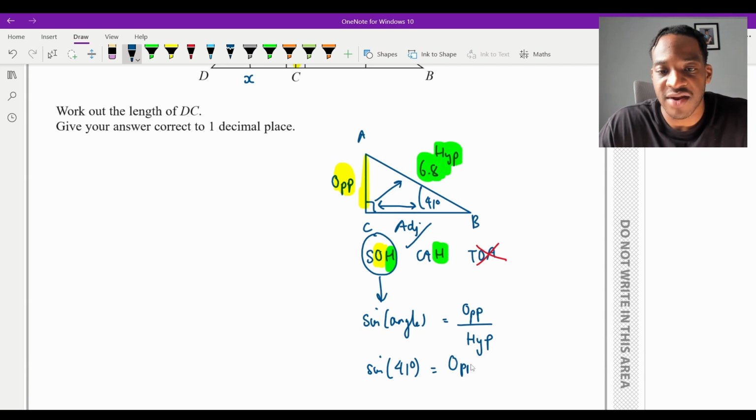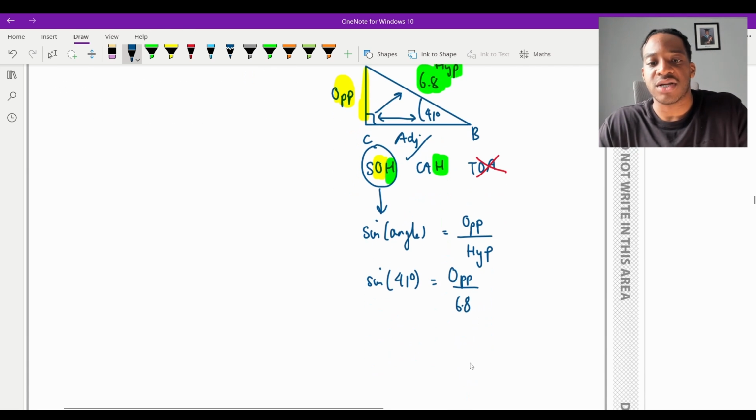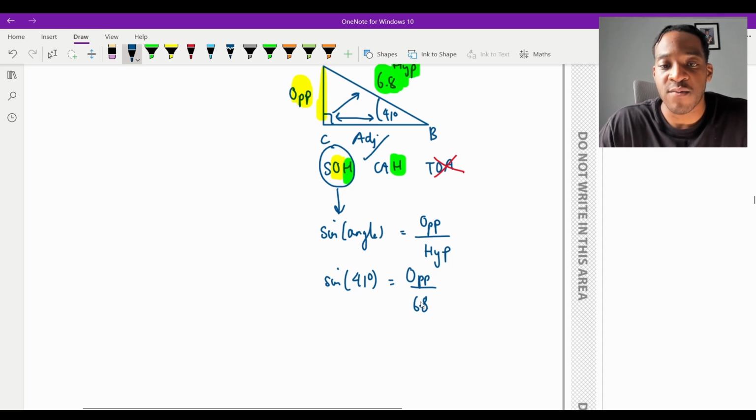I'm just going to call it O double P for now. And the hypotenuse is 6.8. So if I get my calculator and punch this in, or not yet actually, because remember, we need to rearrange. We're looking for the opposite, which is this side here. I'm going to have to times both sides by 6.8, don't I? So if I times both sides by 6.8, it will be 6.8 times sine 41. And this will equal the opposite side, isn't it? And then this is what I'm going to put into my calculator.